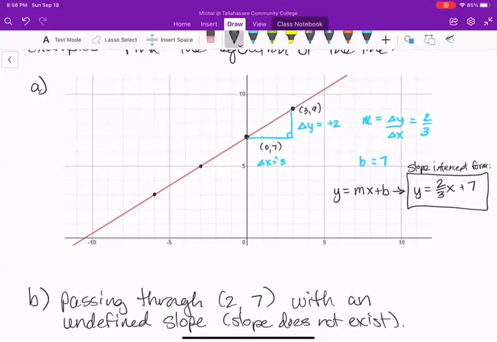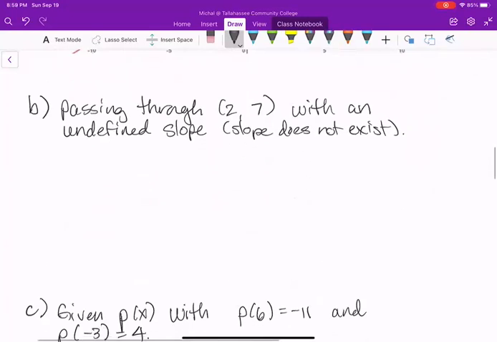All right, it gets a little more challenging when you're not given a graph. So the first thing we're going to do is find the equation of the line passing through the point 2, 7 with an undefined slope. Now, I did technically talk about how to find this. This is a point and a slope, right? So I can use my point slope method. The point would be 2, 7, and the slope is just going to be the change in y over 0. That means it's undefined.